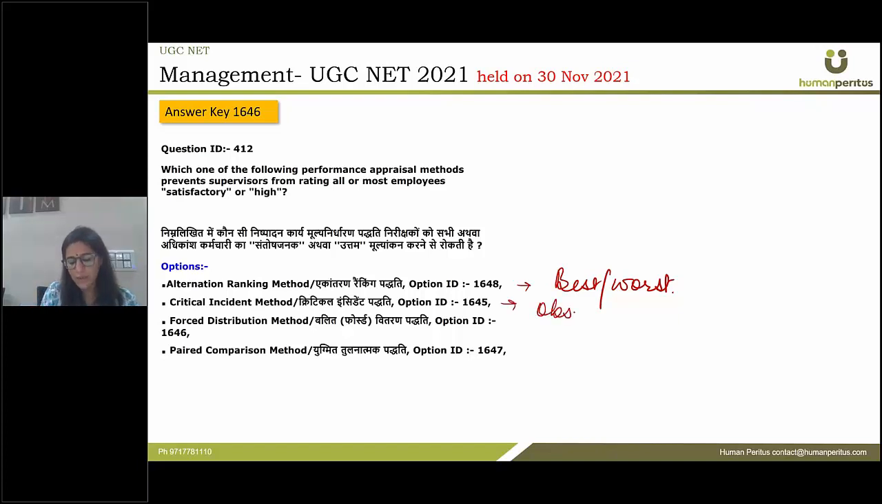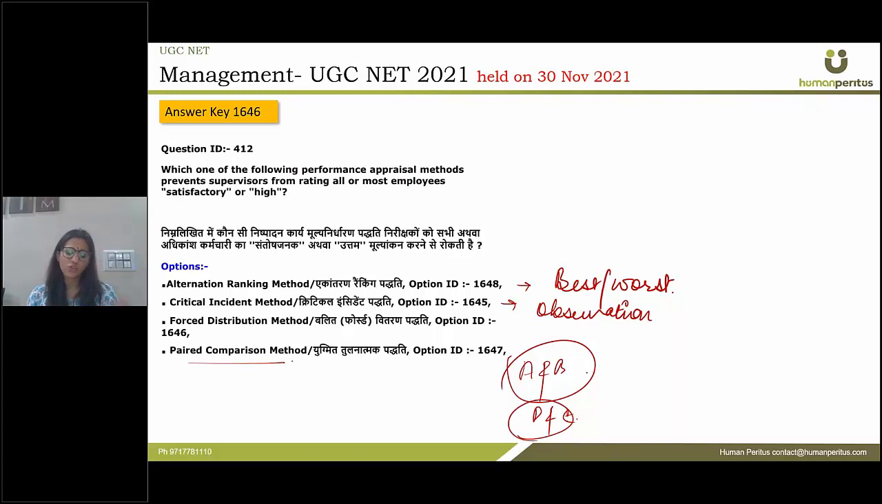This is basically based on observation. They try to observe the behavior of the employees on the job, and basically what kind of incidents occur on the job. Such kind of things are being observed, and this method is known as the critical incident method. Now let us see the paired comparison method. In this kind of method, employees are paired. For example, A and B, B and D, C and D, and E. So pairs of employees are made and then they are compared with each other.